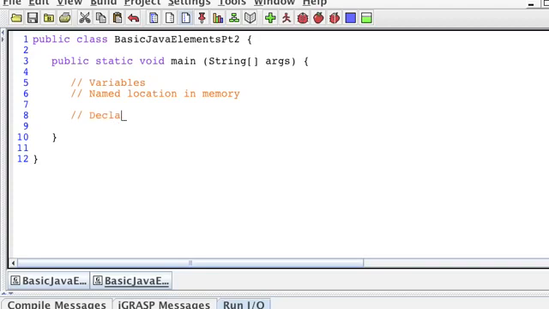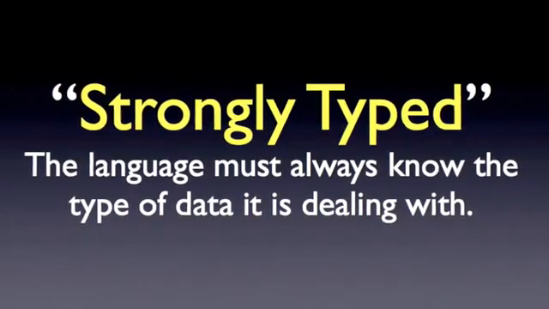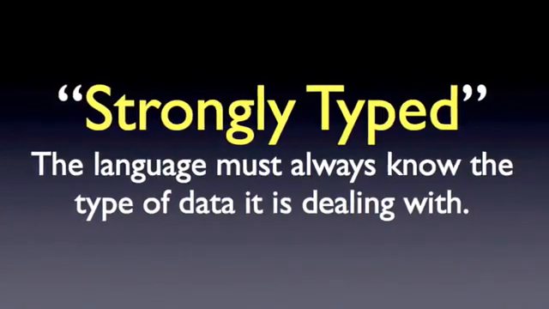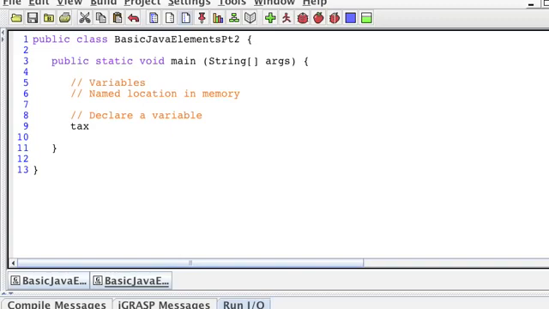Let's declare a variable. What this basically says is, hey computer, I need some space in memory. So I'm going to declare a variable called, I guess we'll call it tax. Whenever you declare a variable, Java is what's called a strongly typed programming language. What you need to do in Java when you declare a variable is tell Java what type of information is going to be stored in there, basically what is the data type that's going to be stored into that location.